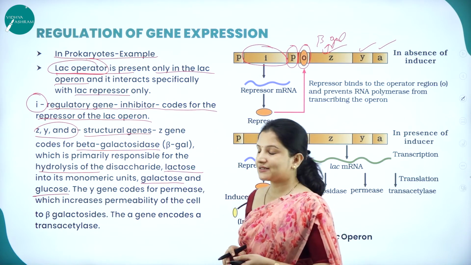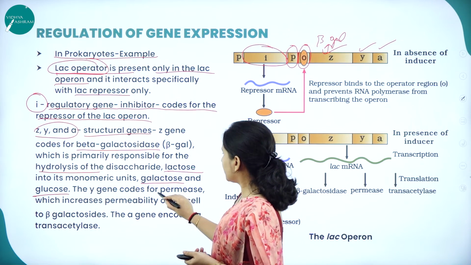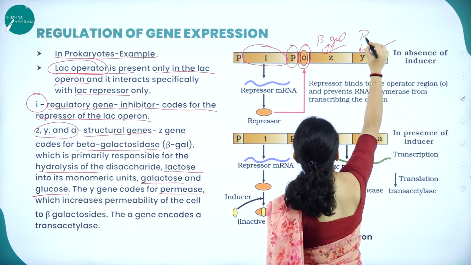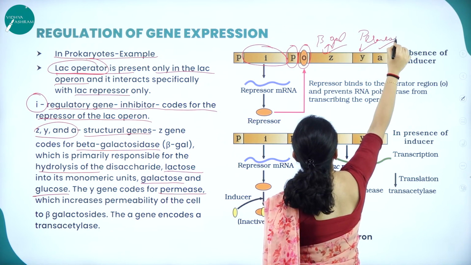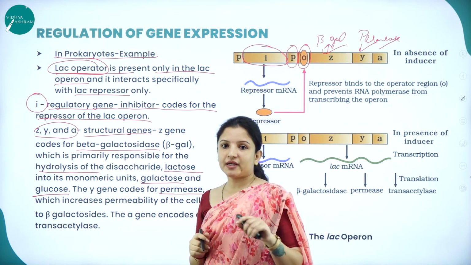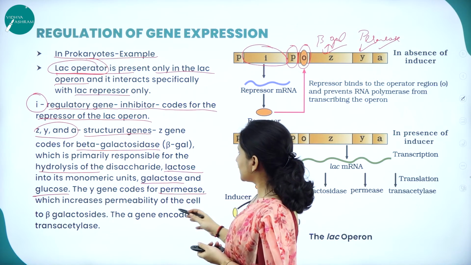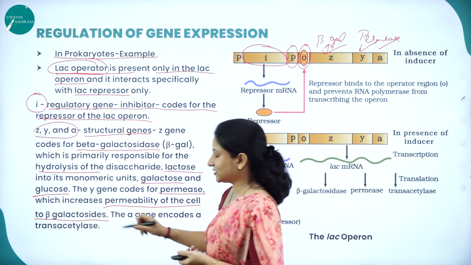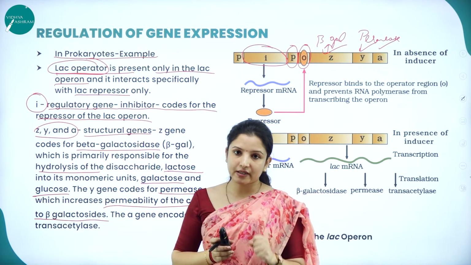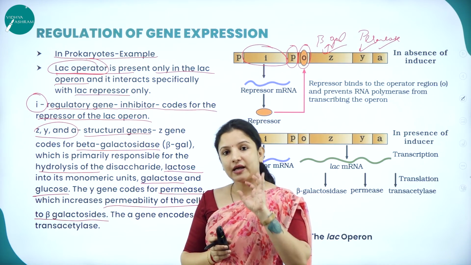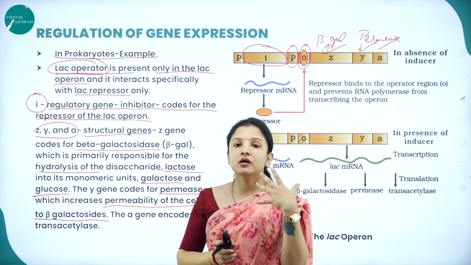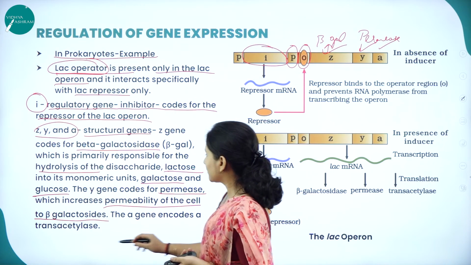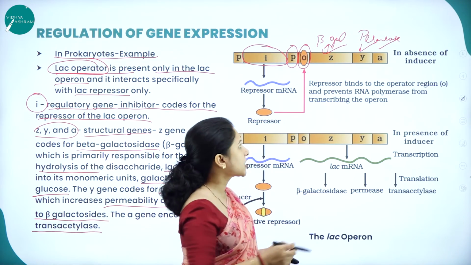And next, one more gene is there, the Y gene. What does the Y gene code for? It codes for an enzyme called permease. And what is this permease enzyme important for? Permease is important for the permeability of the cell to beta-galactosidase. The cell has to absorb it, so how much has to enter the cell will be decided by this Y gene. Then the A gene codes for trans-acetylase.